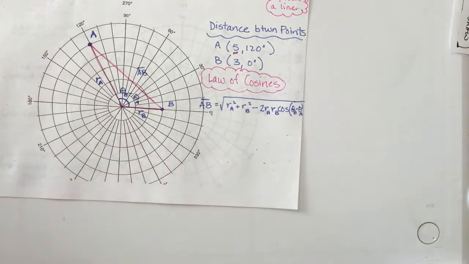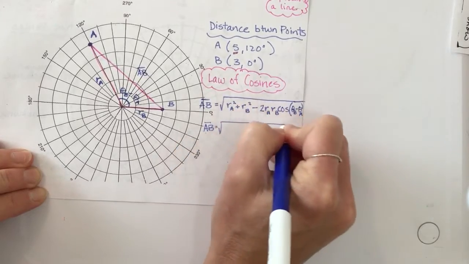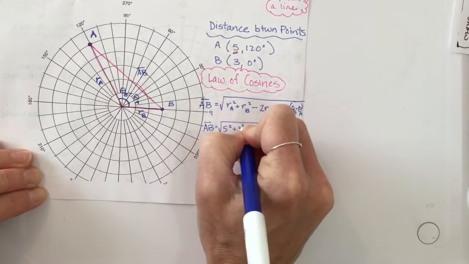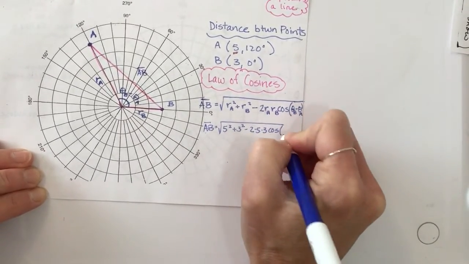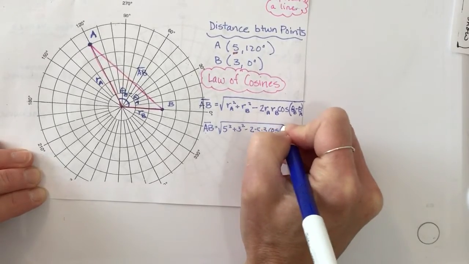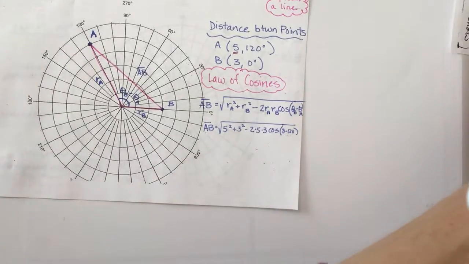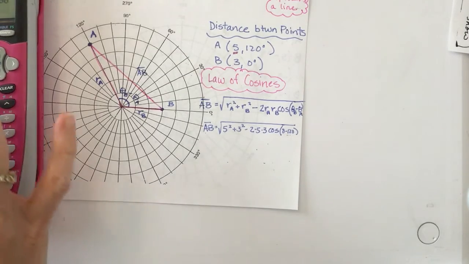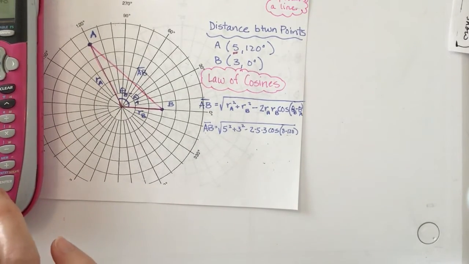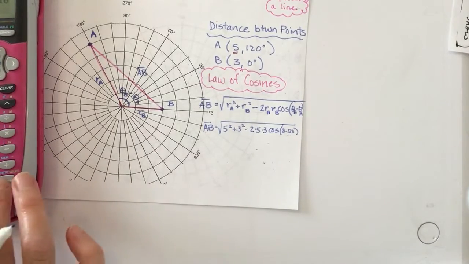Okay, so here we go. Now we can just plug in our numbers. So AB is equal to the square root of 5 squared plus 3 squared minus 2 times 5 times 3 times cosine of 0 minus 120. All right, and we plug that into the calculator, right? Let's plug this one into the calculator anyway. So cosine of negative 120, times 3 times 5 times 2.